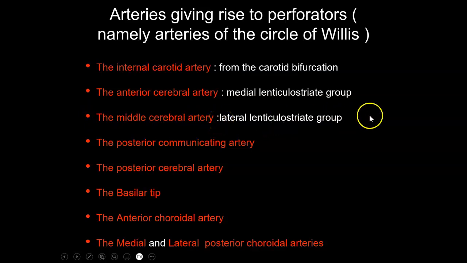and also the posterior communicating artery, posterior cerebral artery, the basilar tip, the anterior choroidal, and the medial and lateral posterior choroidal arteries. So all the arteries of the circle of Willis give perforators, in addition to the choroidal arteries: anterior choroidal, medial and lateral posterior choroidal arteries. So these are the arteries giving perforators.